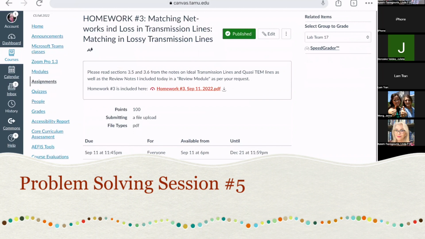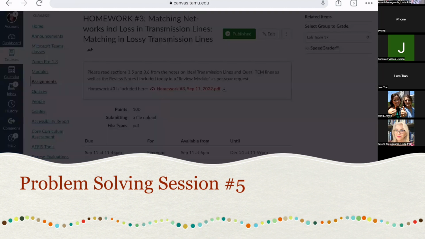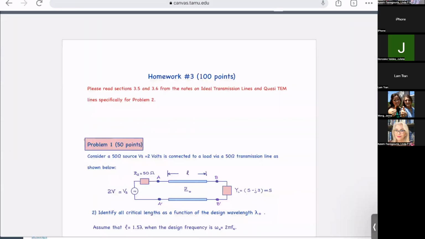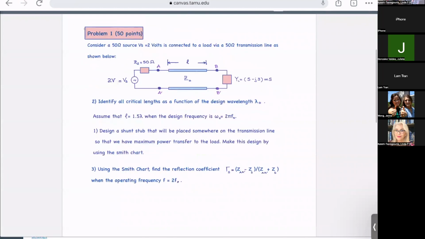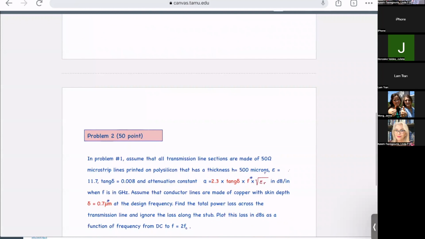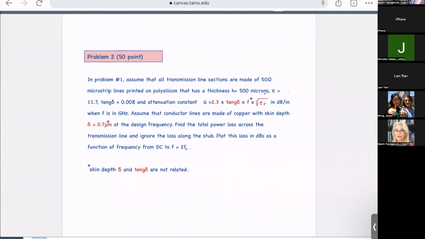Okay, so this one. Okay, so there is this number one problem, and let me read number two. Assume that all transmission lines are made of 50 ohm microstrip, printable silicon. Okay, assume the conductor lines are made of copper. Find the total power loss across the transmission line and the loss along the stub.